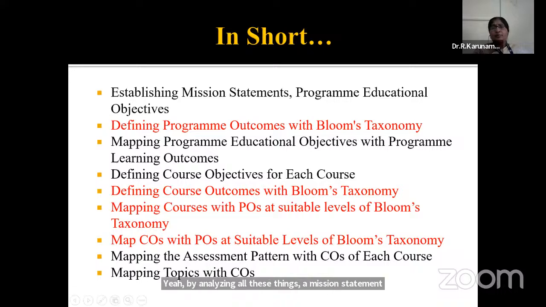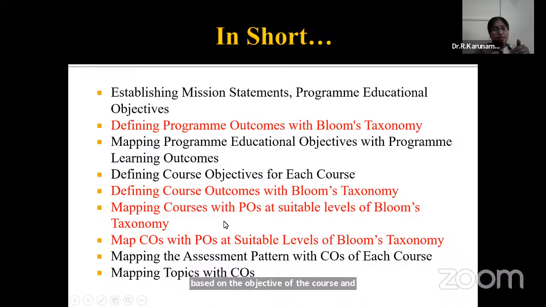Then we frame program educational objectives. Then program outcomes. When we come to program outcomes, Bloom's taxonomy comes in. Mapping program educational objectives with the program learning outcomes is the most important step in OBE. We define course objectives for each course, and based on the objectives, the lessons and the lesson plans are prepared. Course delivery is also based on the objective of the course.